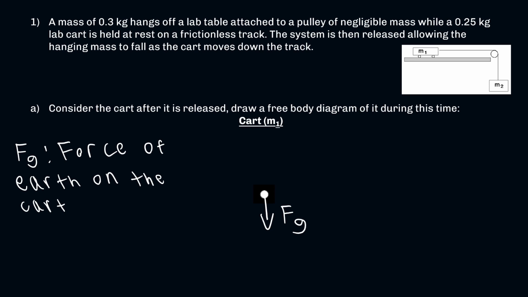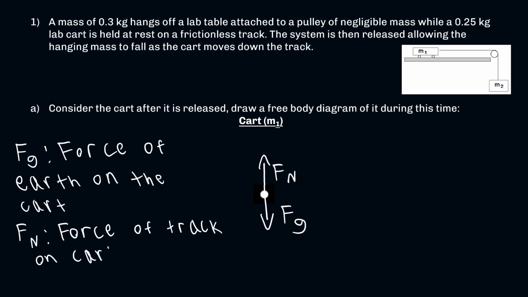Now the rest of the forces have to be contact forces. Fg is my only non-contact force in AP Physics 1, so everything else has to be in contact with this mass. Looking at the track, we're going to have my normal force pushing straight upwards, perpendicular to the surface. Of course, that's what the normal force is. That's going to be Fn, and Fn is the force of track on cart. It's like a Pasco track or a Vernier track, whatever you have in your classroom. That's what the cart is on, and that's frictionless if you have the Pasco cart on the Pasco track. Same thing with the Vernier cart on the Vernier track. It's a very low friction or frictionless system.